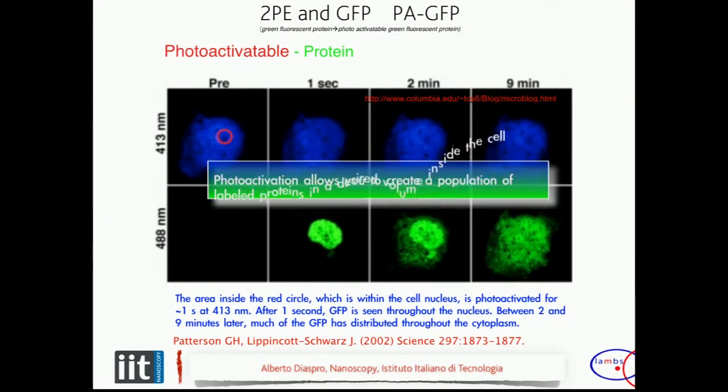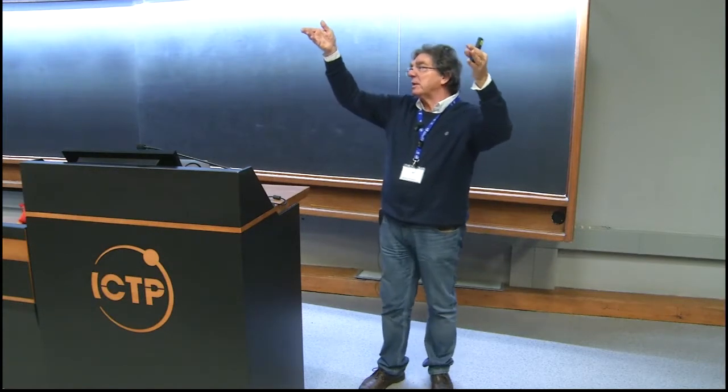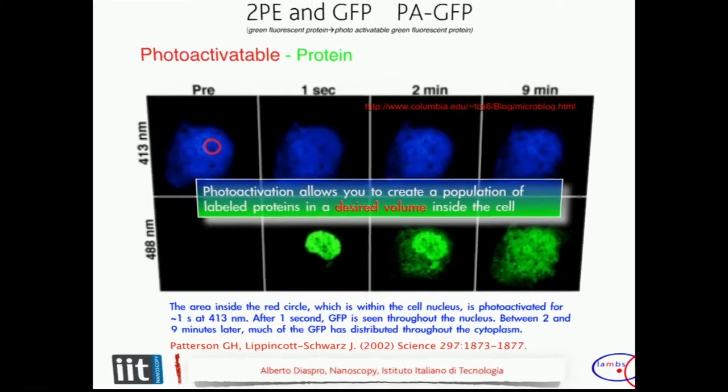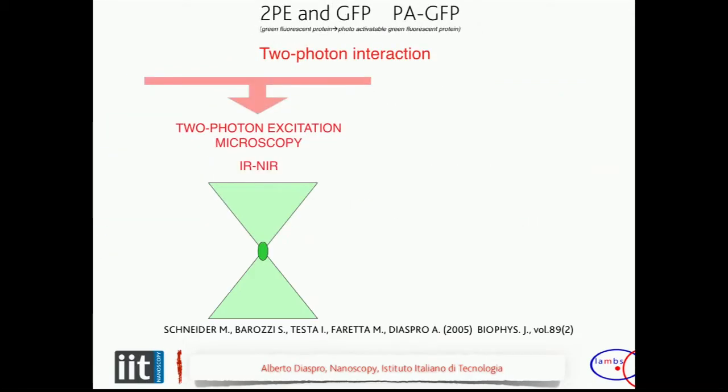Now, what is relevant here is that you can create a population of labeled protein in a specific region. The only point, this is the reason why we decided to try this under 2-photon, is that if you remember the graphical sketch about 2-photon and single photon, if you use a single photon photoactivation, you have a good probability of photoactivating molecules outside the region you are interested in. And we were interested in a desired region. So again, this is what happens when you perform this photoactivation using single photon. And we decided to do this under 2-photon.